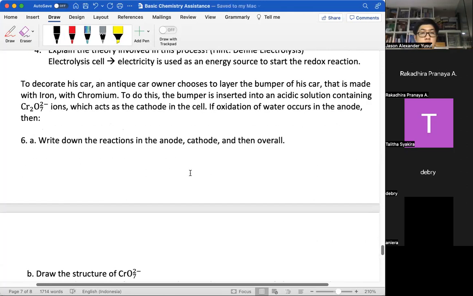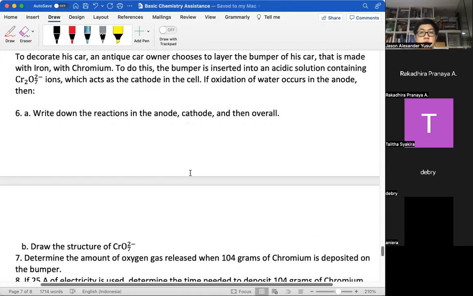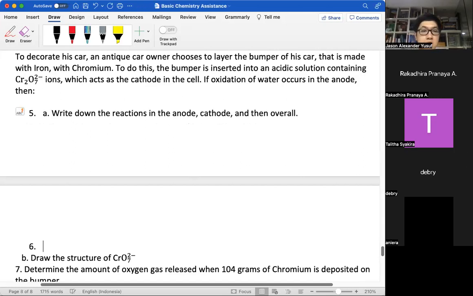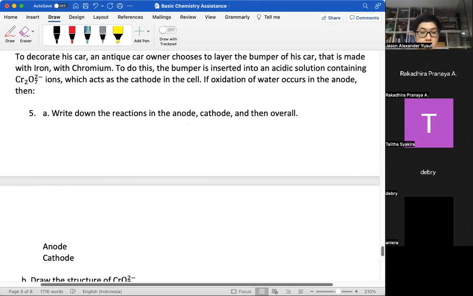And the next part is that a man wants to decorate the car with chromium ions. And so for this, we need reactions that take place in the anode, cathode, and overall. For the anode, it's mentioned here that there's oxidation of water, and so water is involved. And guys, make sure you pay attention at this part, because this is one of the most important reactions in chemistry, which is to make oxidation reactions that are done under certain conditions, let's say acidic conditions.